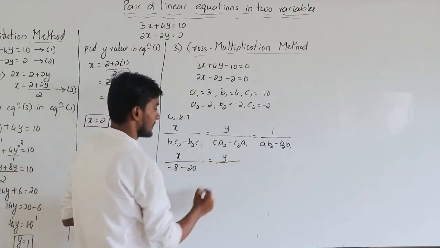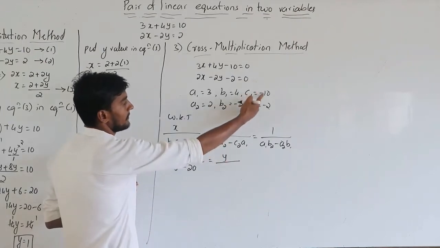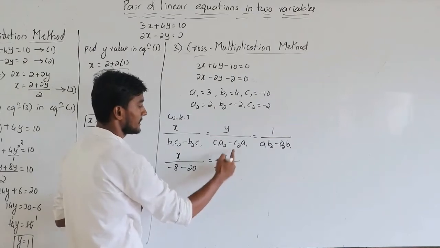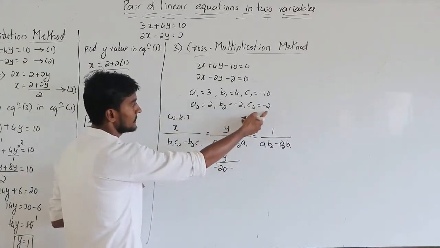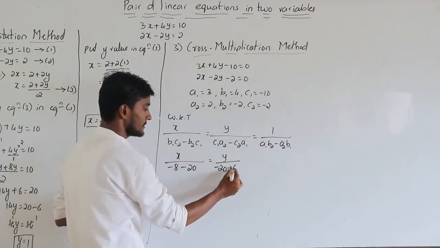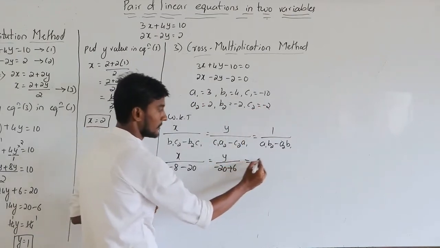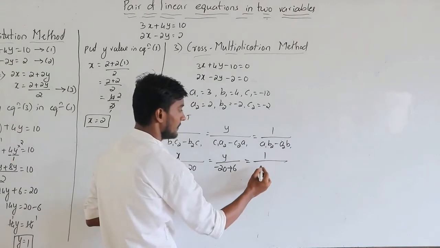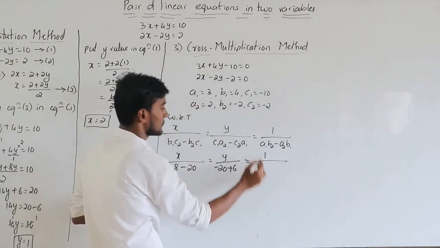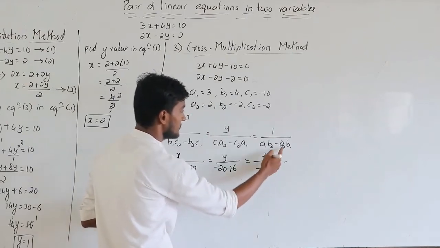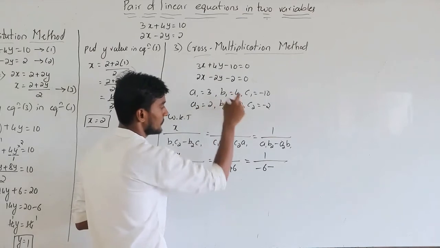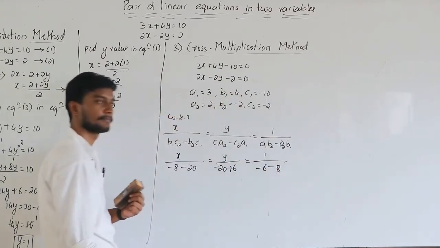That is equal to y divided by c1 a2: minus 10 into 2 is minus 20, minus c2 a1. c2 is minus 2, a1 is 3, 3 into minus 2 is minus 6, and this becomes plus 6. That is equal to 1 divided by a1 b2. a1 value is 3, b2 value is minus 2, 3 into minus 2 is minus 6, minus a2 b1. a2 is 2, b1 is 4, 2 into 4 is 8.